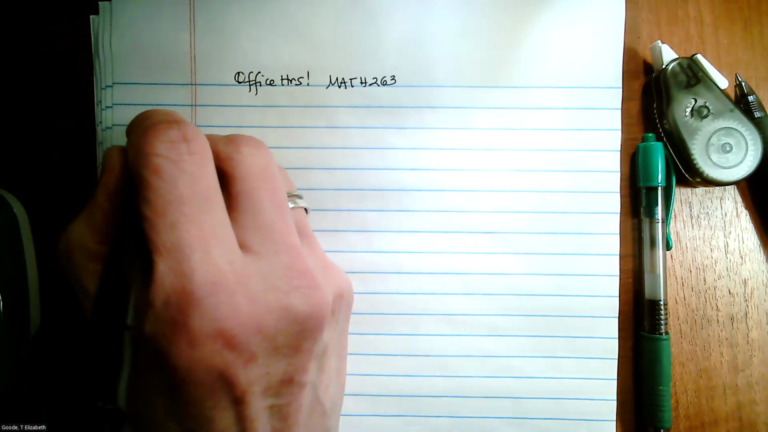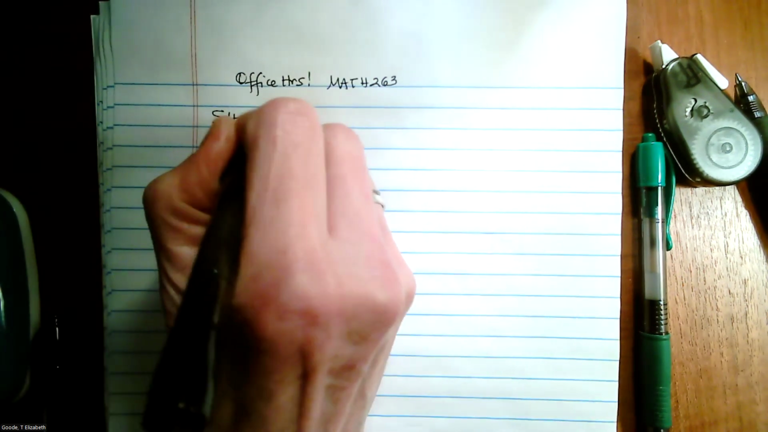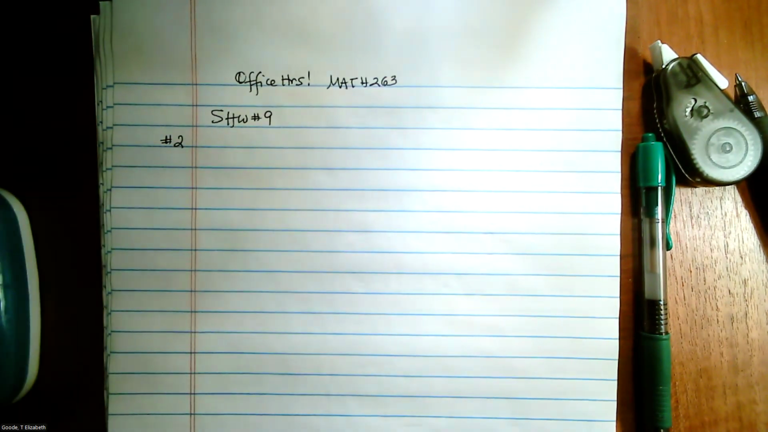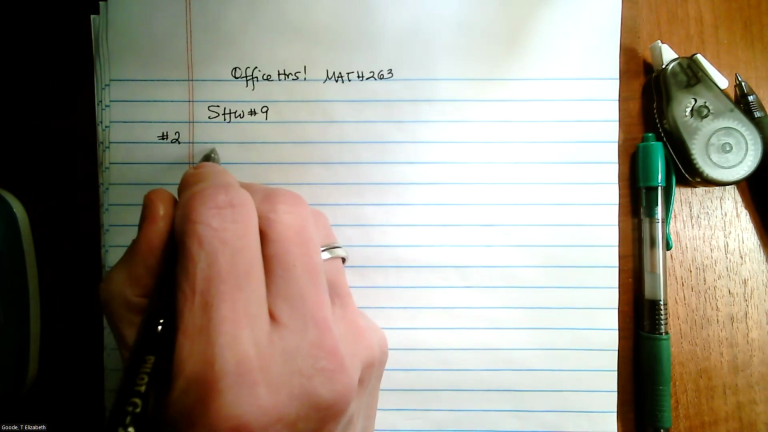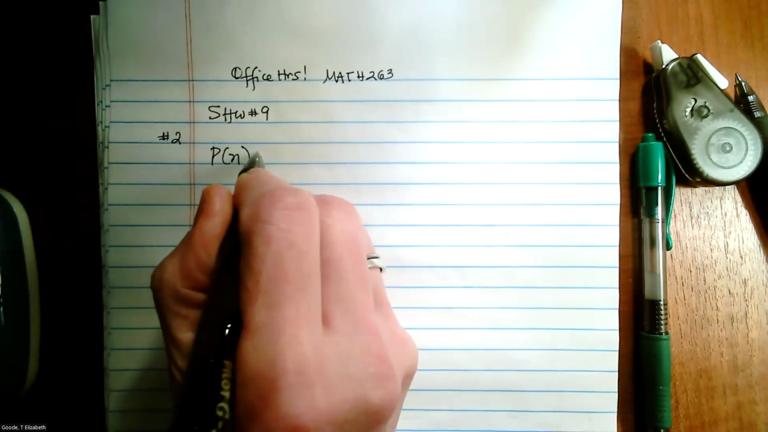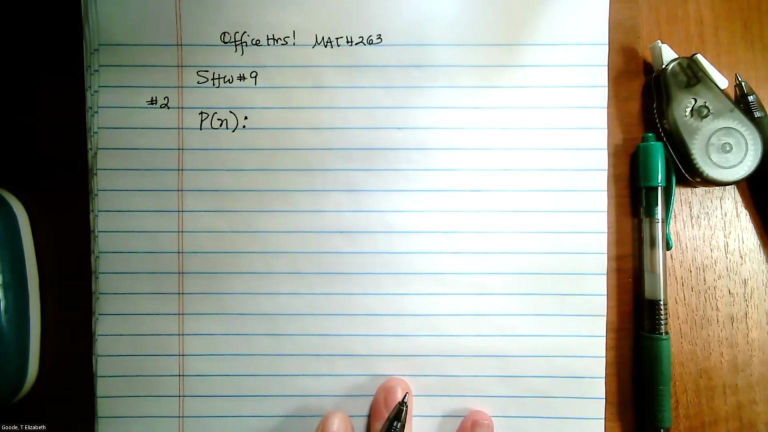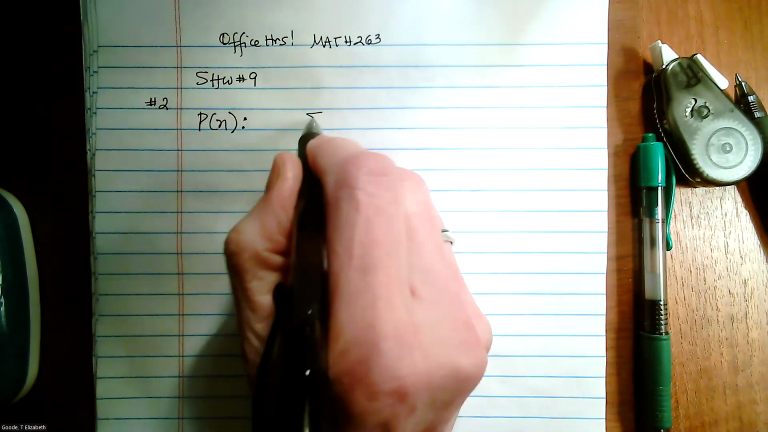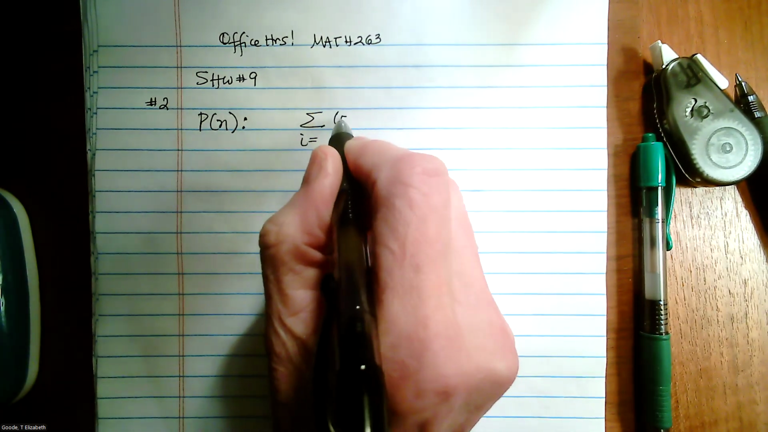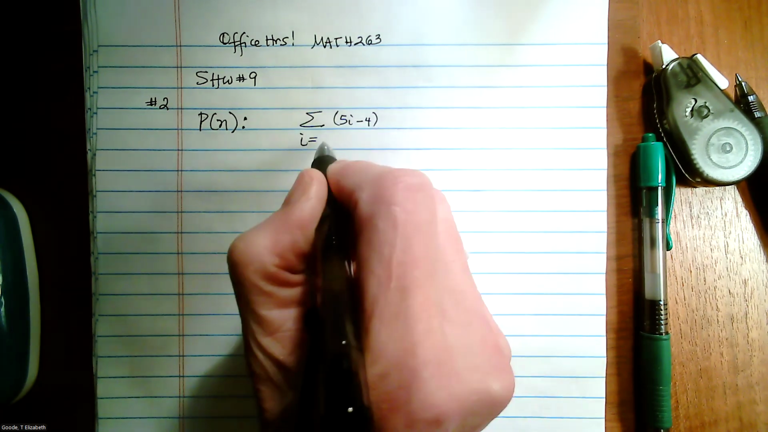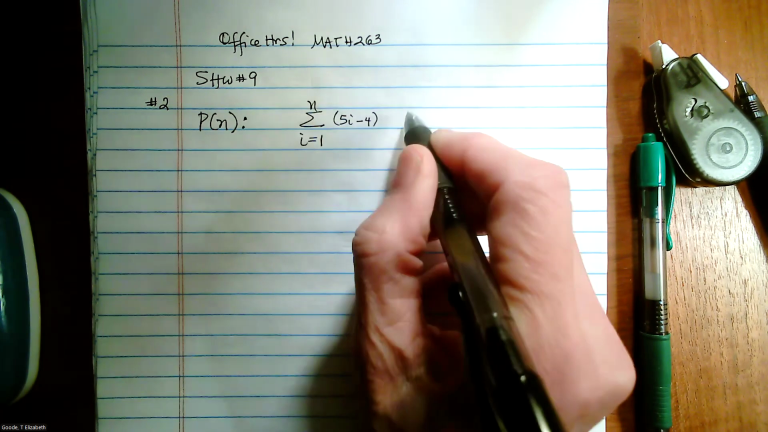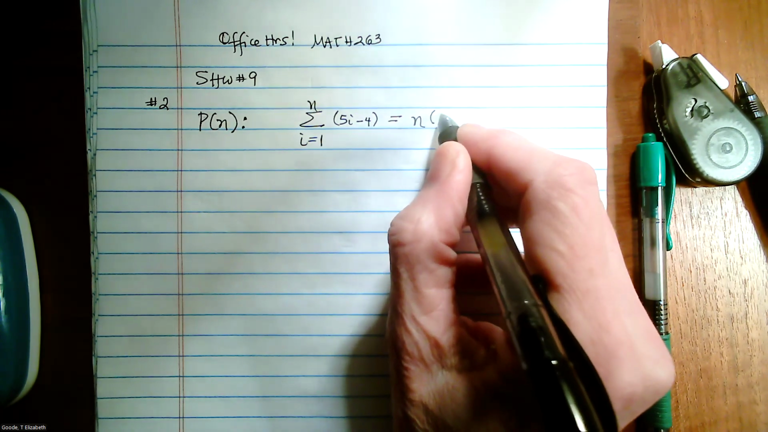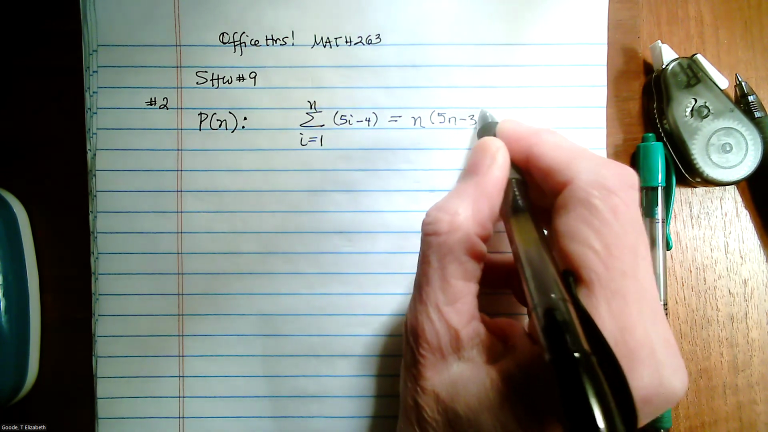Okay. So let's look at number two first. This is special homework number 9. Okay, so number two, what is the statement in number two? Can you read it to me? What is P of n? P of n is the sum from i equals 1 to n of the term 5i minus 4. And what is the other side equal to? n times the quantity 5n minus 3, over 2.